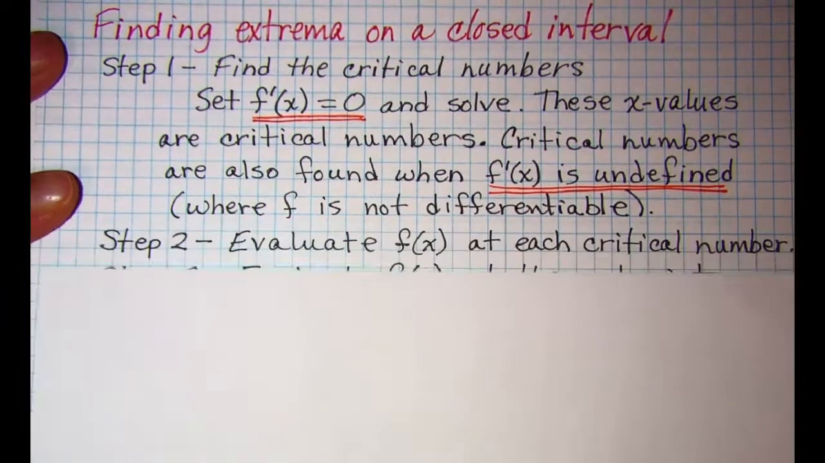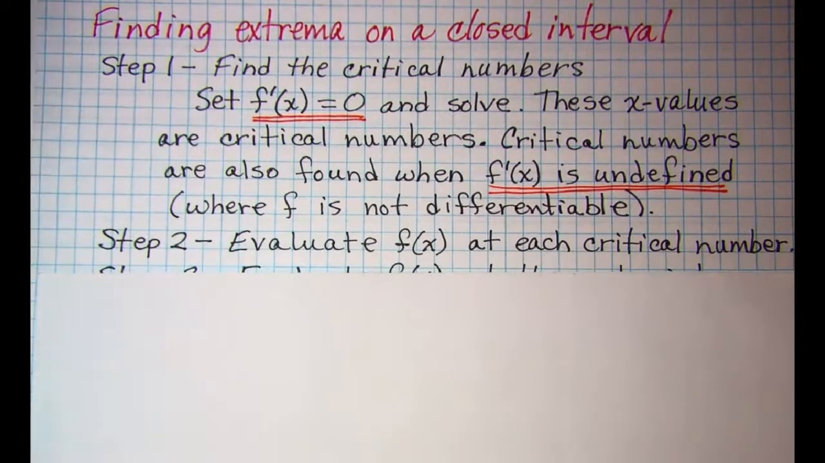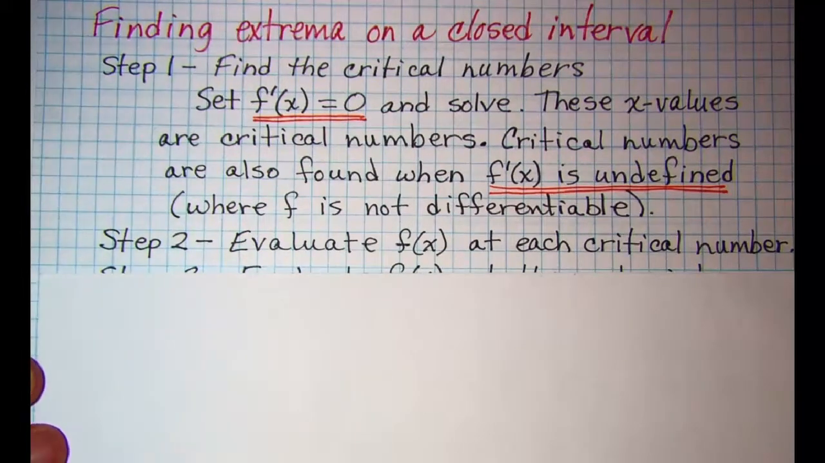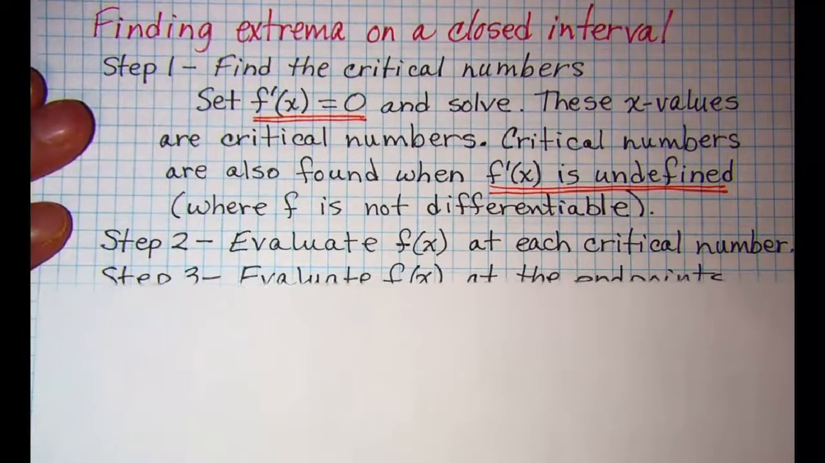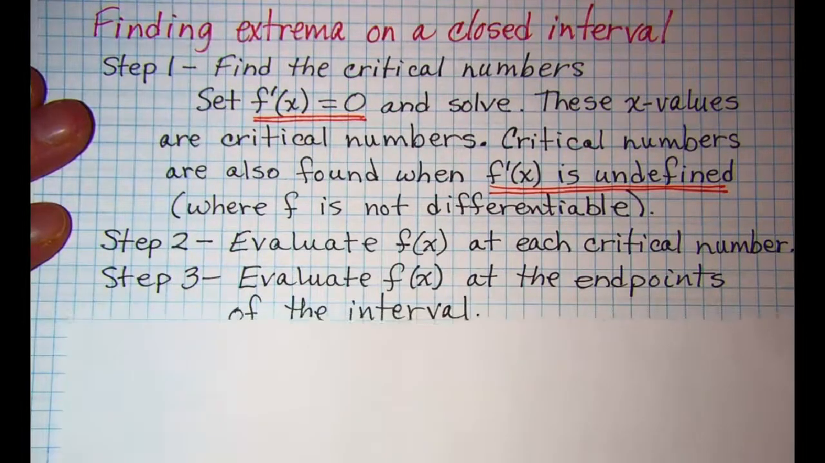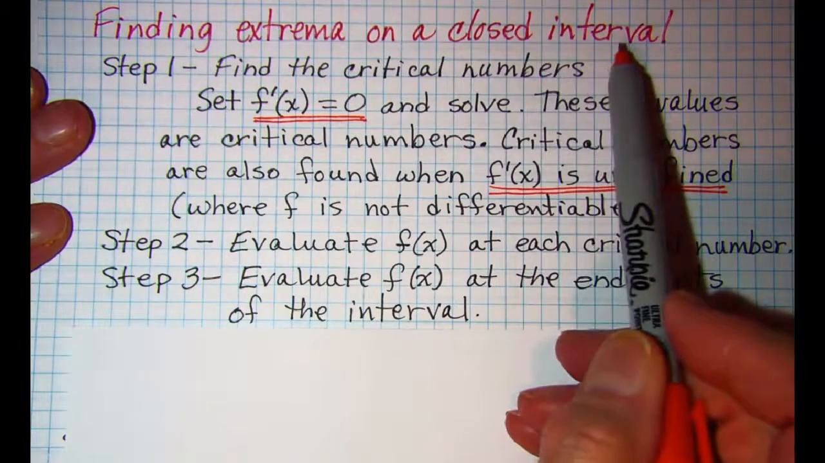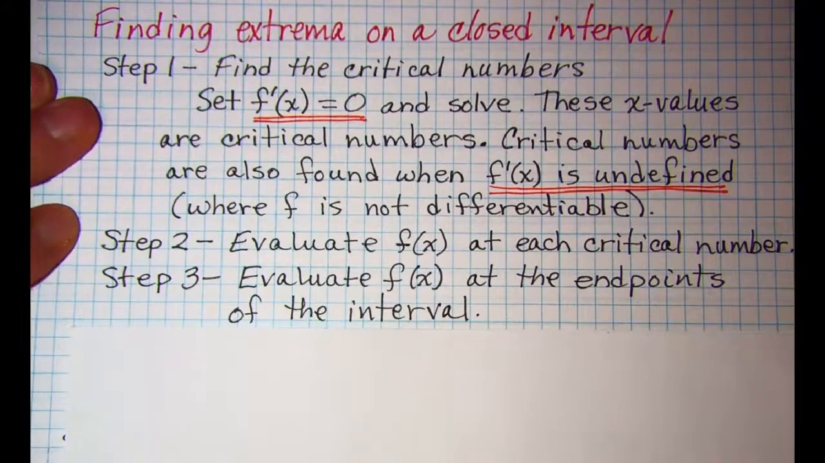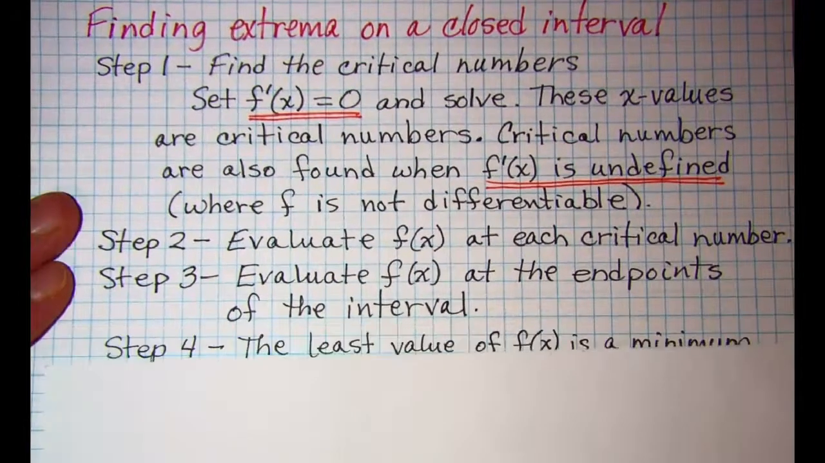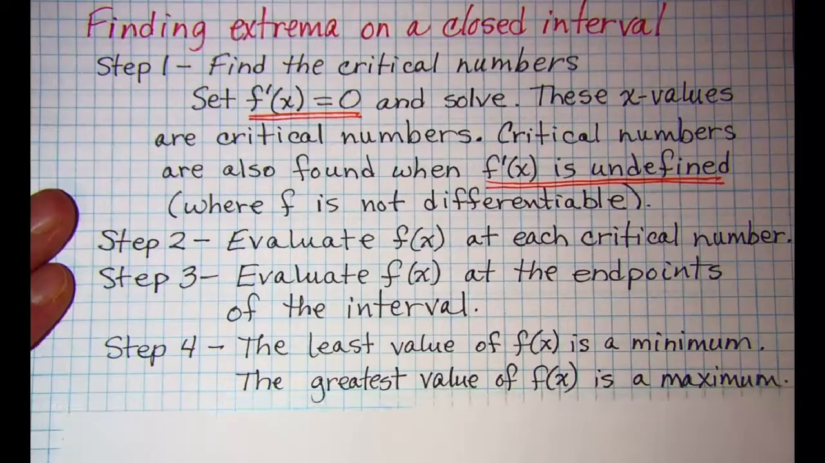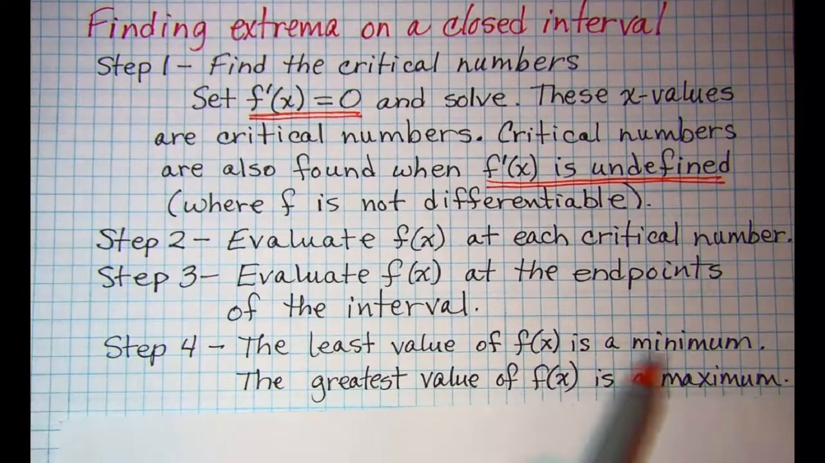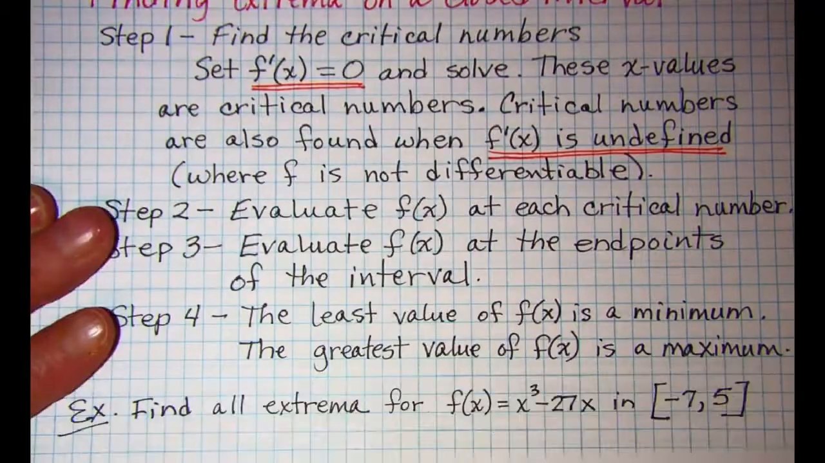Our second step is to evaluate f of x at each critical number. Then we want to evaluate f of x at the endpoints of the interval. Since I'm finding the extrema on a closed interval, I'll have endpoints at the left and the right. And then the least value of f of x is the minimum, and the greatest value of f of x is the maximum. So let's do an example.